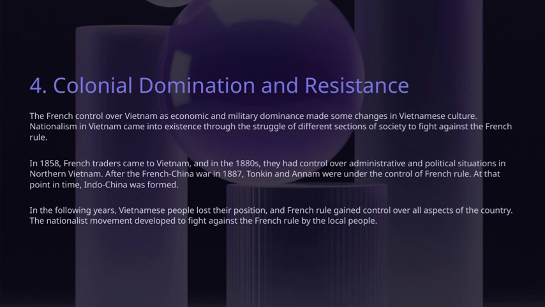This dominance wasn't just political, it also affected Vietnam's economy and military strength. These changes influenced Vietnamese culture, often in ways that challenged traditional practices. As a result, a sense of nationalism grew, fueled by the struggles of different social groups fighting against French control. This resistance was a crucial part of Vietnam's journey toward independence, connecting directly to our broader theme of colonial domination and the fight for self-determination.